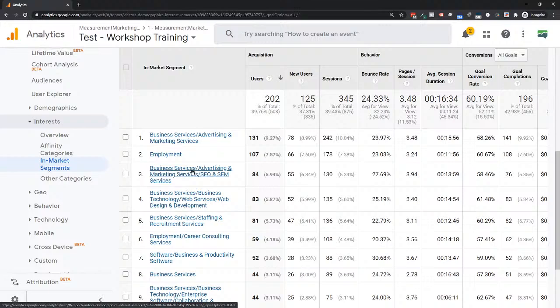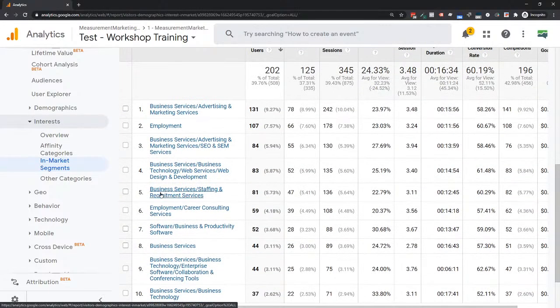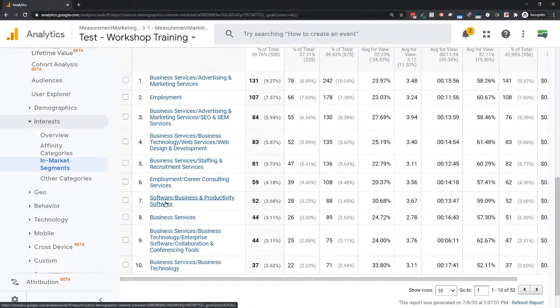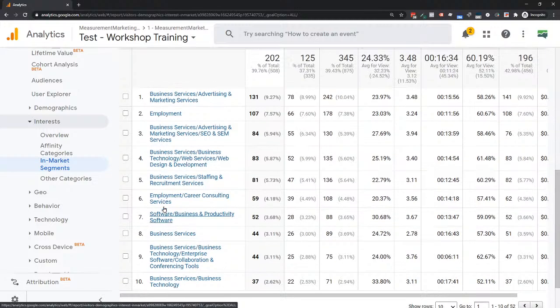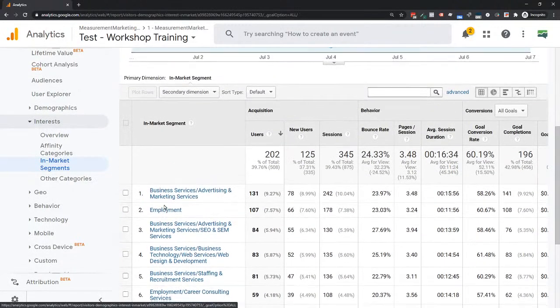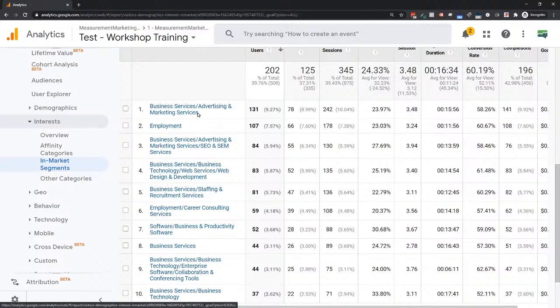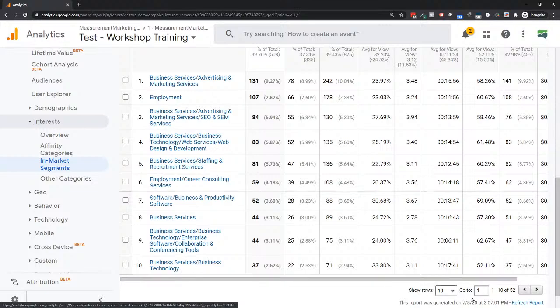More business and services under advertising, SEO, SEM, web dev makes total sense. Staffing and recruiting services, interesting. Career consulting services, improving job skills. And software, right? Business services. So I see a lot of services, which is exactly right for us. It's the markets that make sense that somebody else is in, because we offer training to help companies learn how to use these tools. And so these are companies out there looking for other things that they need. And of course I have 52 others.